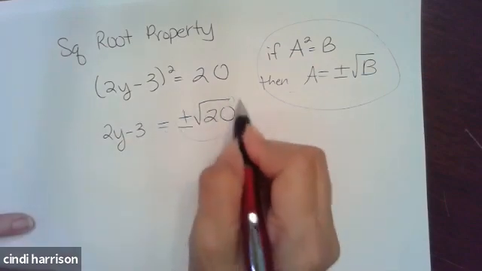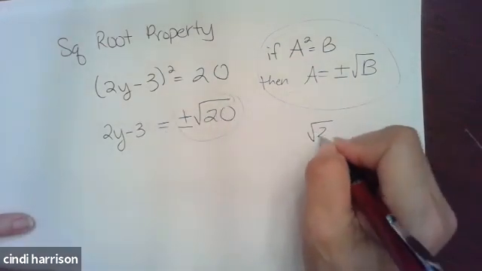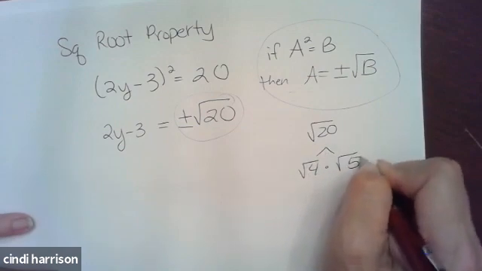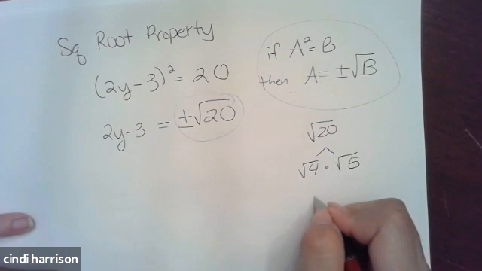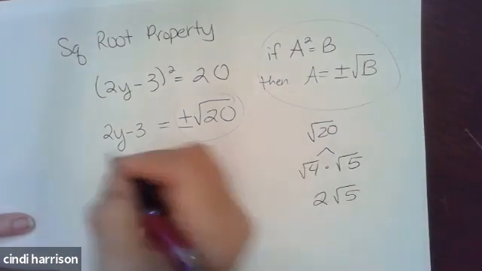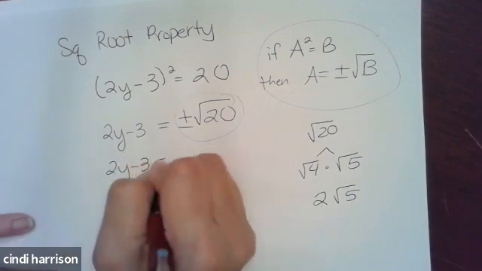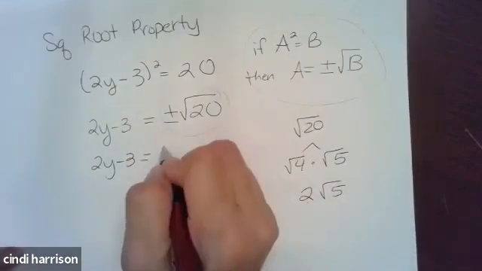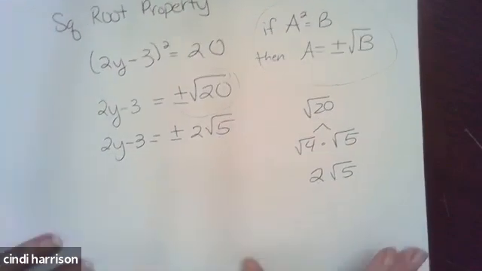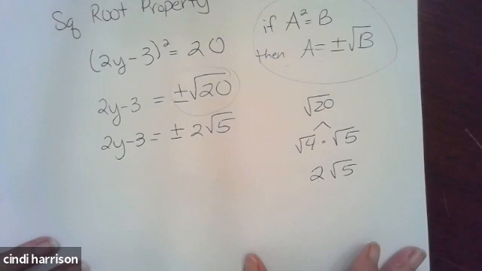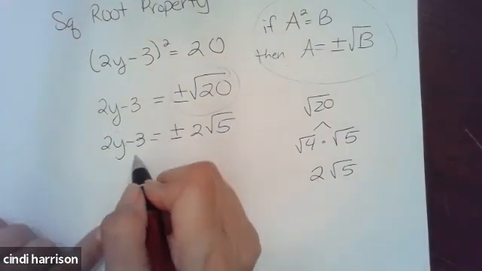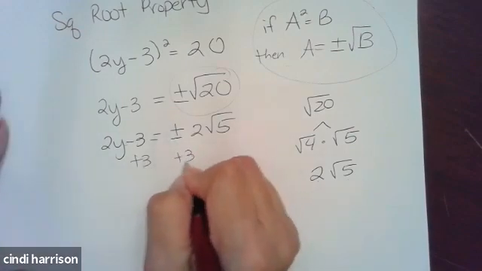So let's go ahead and simplify this. So the square root of 20 would be the square root of 4 times the square root of 5. And the square root of 4 is 2. So that's 2 times the square root of 5. So 2y minus 3 equals plus or minus 2 square root of 5. All right, now I need to solve for y. So I need to get this term by itself. So I'll add 3 to both sides.